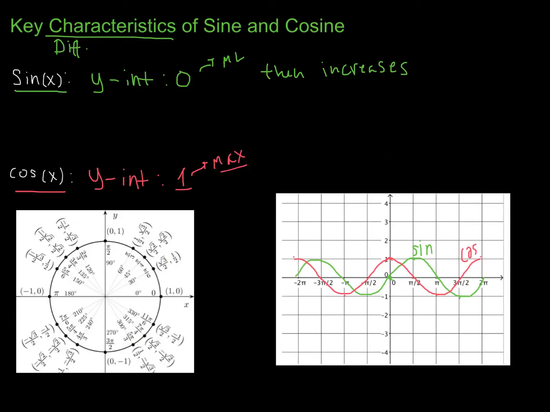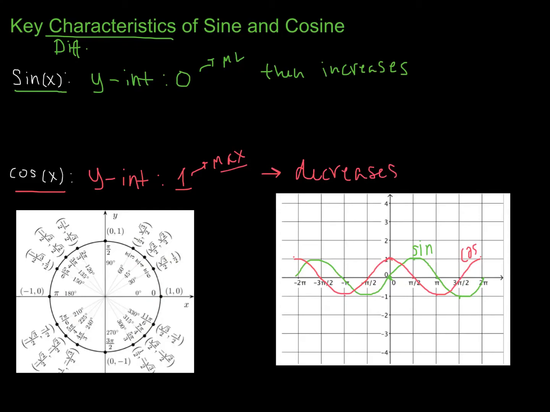Cosine is different. Cosine starts at its maximum. That's the y-intercept at its maximum. So then it starts to decrease, right? The x-coordinate's getting smaller and smaller. So it starts at its max and then decreases.